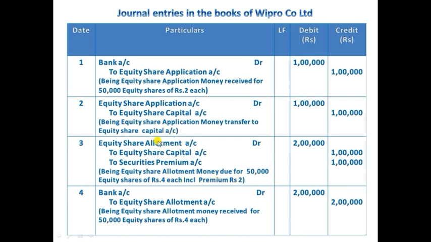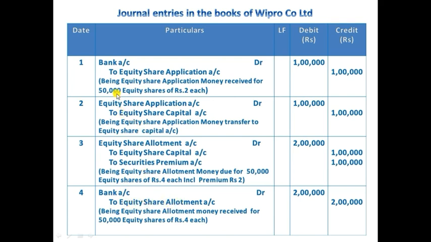After transferring allotment money to capital and the premium as a due, now the company is going to receive the second installment through the bank. So we need to debit the bank and we need to credit the equity share allotment money. Even at the time of the second installment, the bank balance is increasing, so we debited the bank and we credited the equity share allotment account.